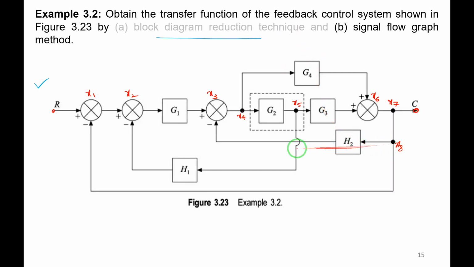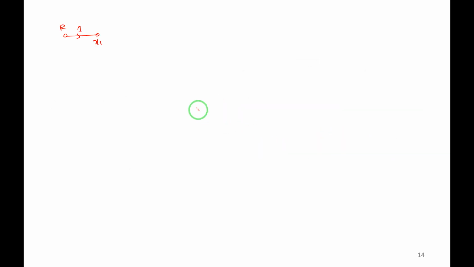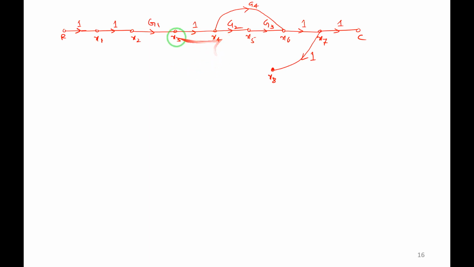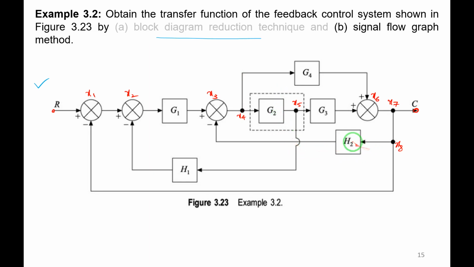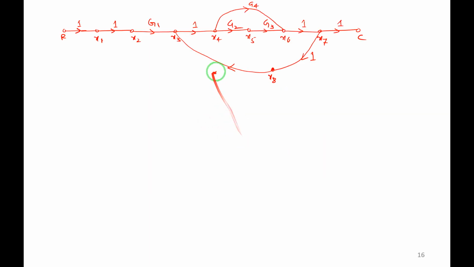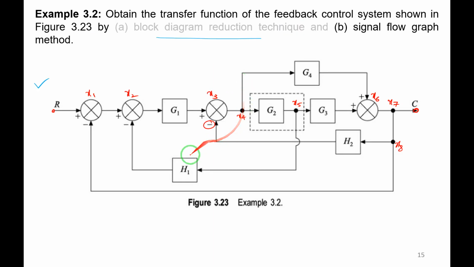From X8 to X3, I will draw the line first. X8 to X3, observe the gain H2, but the sign is minus. So minus H2, I will write. I hope it is clear. Next, H2 is taken care of. Next, H1 should be taken care of.